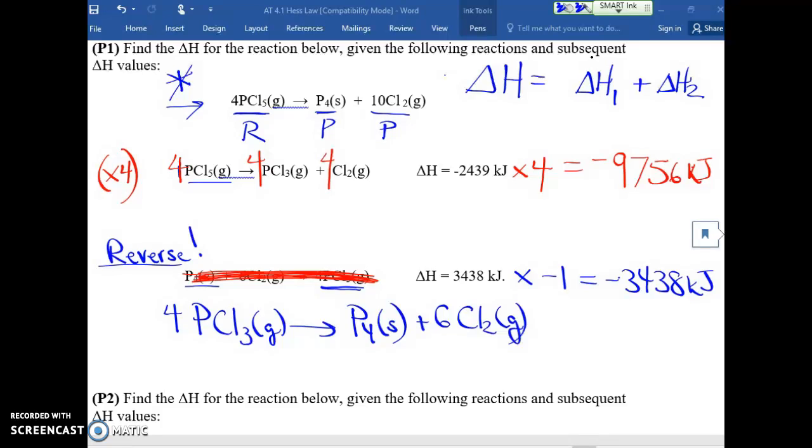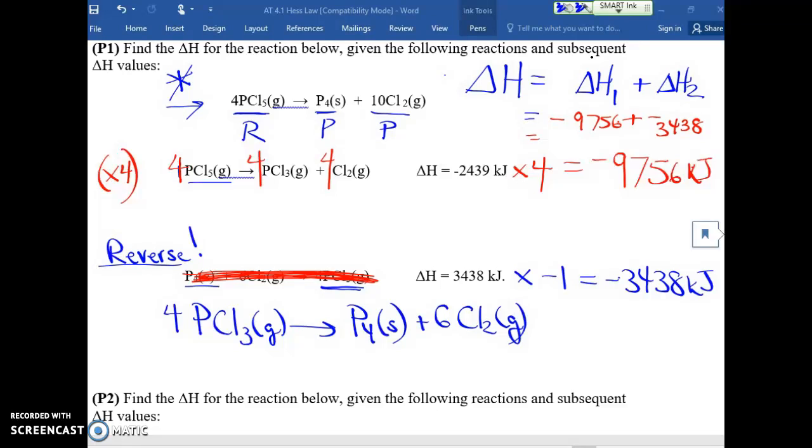Because we were so careful here, and I think we made all the right changes, I think at this point we simply could just add up the altered values, 9756 and 3438. But before I do that, I want to verify that everything that we did was correct. And I do it this way.